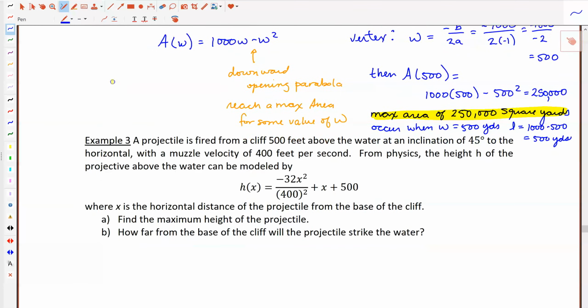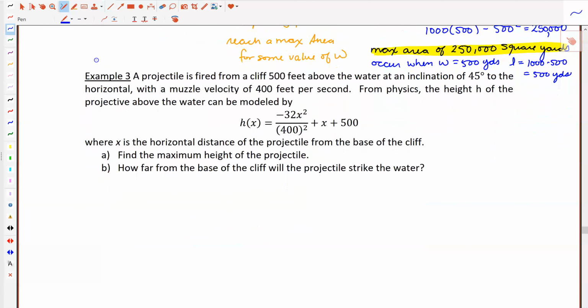Okay, so let's take a look at one last example. This one is about a projectile being fired from a cliff 500 feet above the water at an inclination of 45 degrees to the horizontal with a muzzle velocity of 400 feet per second. Now from physics, and we're not going to get into the physics behind it, but if you want you can take a physics class and learn all about it.